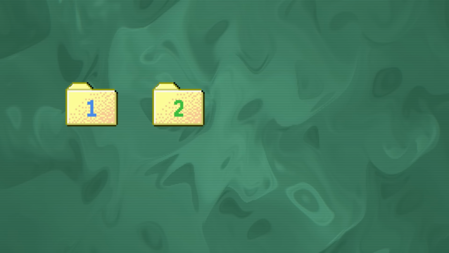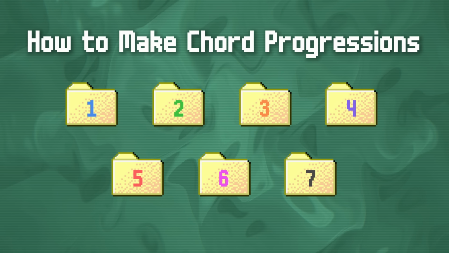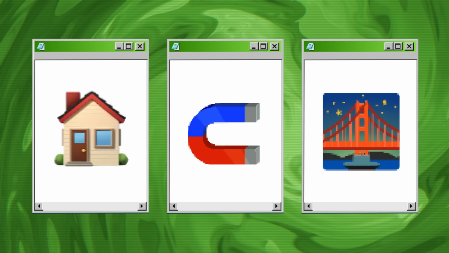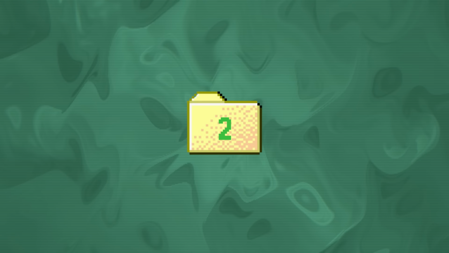This is level 2 in my 7-part How to Make Chord Progressions series. If you're new, I recommend checking out the first video where I go over the basics. But in this level, we're going to break down how chord progressions work and how to structure your own progressions to get the sound you want.